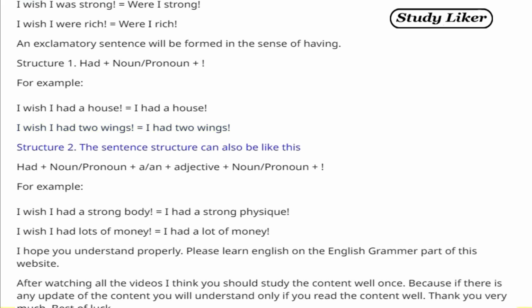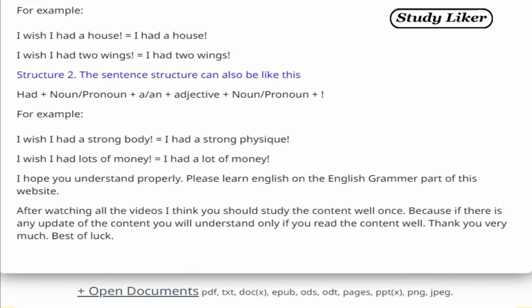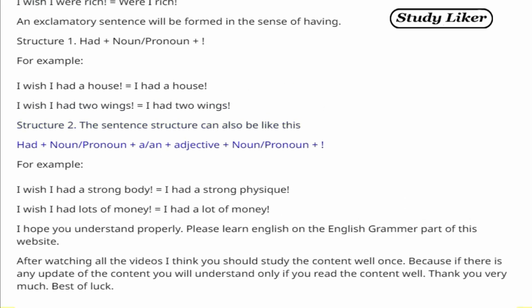Structure 2. The sentence structure can also be like this. Had plus noun/pronoun plus a/an plus adjective plus noun/pronoun. For example, I wish I had a strong body equals had I a strong physique. I wish I had lots of money equals had I a lot of money.